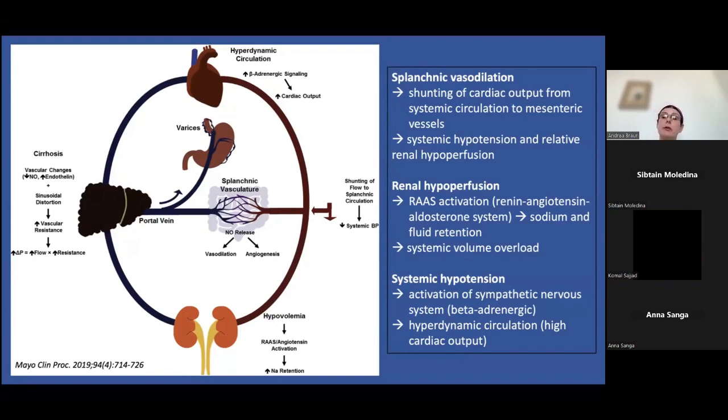And that leads to the systemic volume overload that we see in the cirrhotics that can have pretty severe anasarca everywhere. And then in addition to the activation of the RAS from the renal hypoperfusion, because of systemic hypotension, the sympathetic nervous system gets activated as well. And then the heart gets stimulated and you get hyperdynamic circulation, high cardiac output. That's why cirrhotics typically have a high cardiac output, which is basically their cardiac dysfunction, the cirrhotic cardiomyopathy.